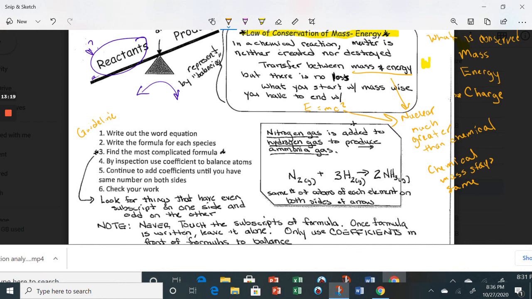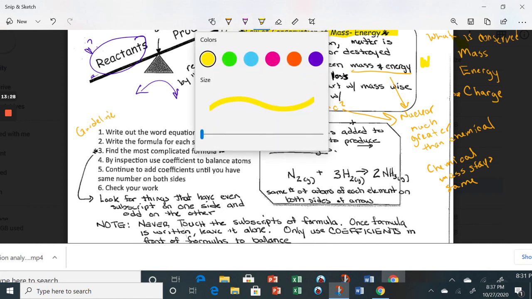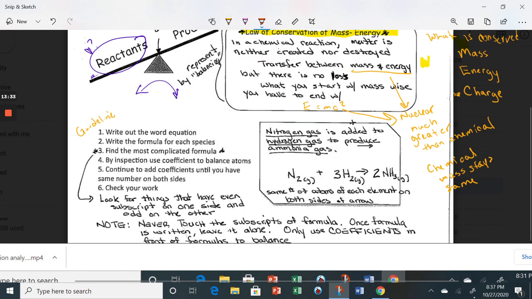This is really important because what ends up happening is people get frustrated and they start to change the chemical formulas. Once a formula is written, you never, ever change it. So you never touch the subscripts of the formula to balance. What changes is the coefficients. Okay, just the coefficients in the reactions get changed, not the formulas. All right, so if you're tempted to change that subscript, spank your little hand and say, no, don't touch the subscript, only use the coefficient.